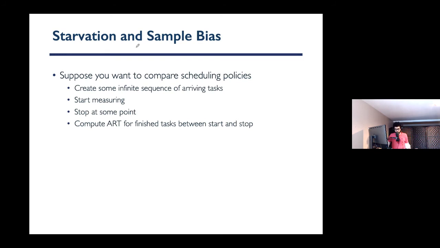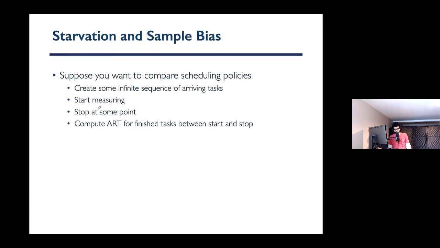So you go and implement policy A, you implement policy B. Now you want to run a simulation. What you do is, you create an infinite loop, and then you just create tasks as you go. At some time, you start measuring the performance metric that you're interested in. You might be interested in throughput. You might be interested in fairness. You might be interested in wait time, response time, whatever the performance metric that you're interested in.